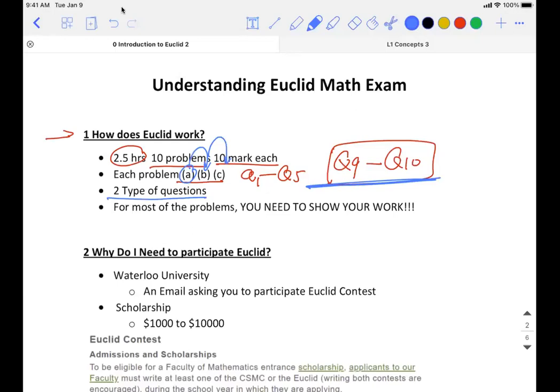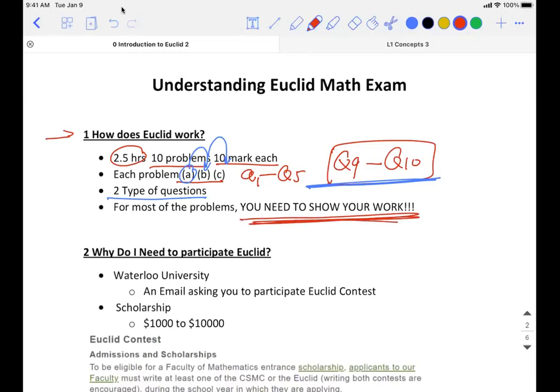So basically, Euclid has 2 types of problems. One type is you just basically give an answer, just like our AMY, right? As long as you give an answer, you're good. And the other type is you need to give a whole work. You need to show your work. Well, if you do any analysis, you're going to find out, especially for Euclid, for most of the problems, you need to show your work.